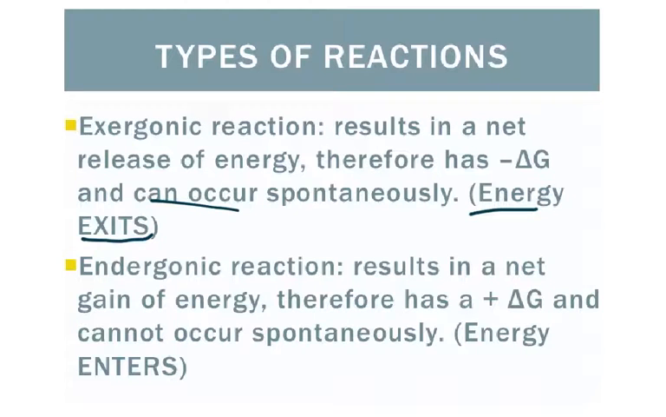Whenever you see endergonic reaction, I want you to think energy enters. So energy enters an endergonic reaction. So endergonic reactions result in a net gain of energy. Therefore, that has a positive delta G. Remember, delta G just means free energy. So it has a positive delta G, and they cannot occur spontaneously. You don't just all of a sudden add energy to a system, or the energy cannot all of a sudden increase in a system. It has to come from somewhere. So exergonic reactions, energy exits. You're releasing energy to do work or whatever. Endergonic reactions, energy enters.